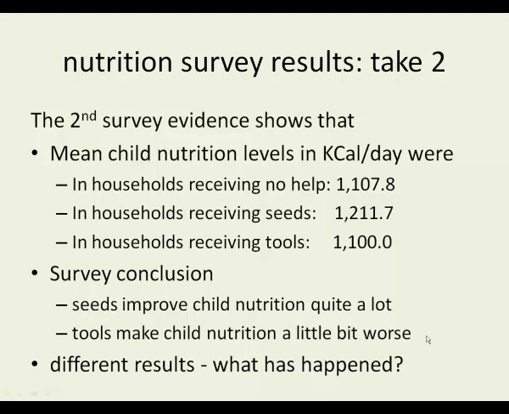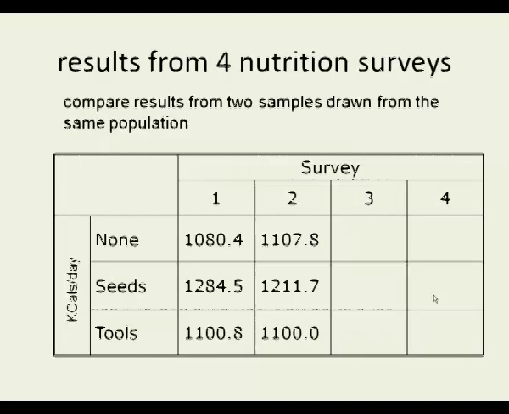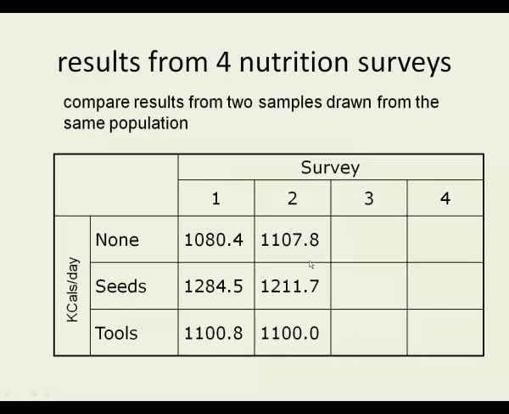So what's going on? Different results, what's happened? Well, I'm sure you find it easy to compare these numbers in your head. Myself, I prefer to put it in a table. These are the 2 surveys I've done. There's the zero effect. Here's the effect from seeds, and here's the effect from tools. And you can see in both cases seeds improve things and tools in one case make it better, in the other case made it worse. So also a certain amount of disagreement as to what happens if you do nothing.